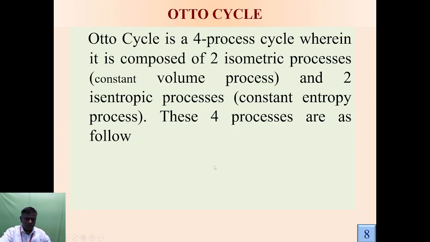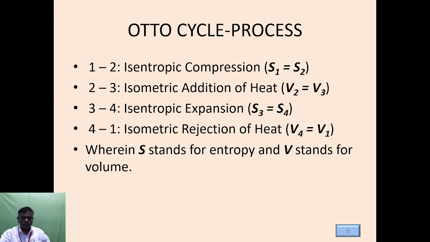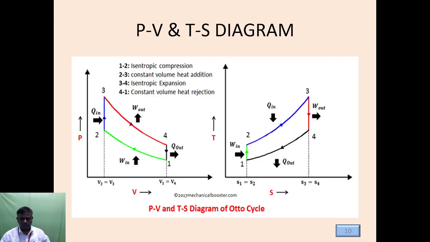We discussed previously in the diagram, the Otto cycle is a 4-process cycle composed of 2 isometric (constant volume) processes and 2 isentropic (constant entropy) processes. These processes are followed. This diagram we have already shown.